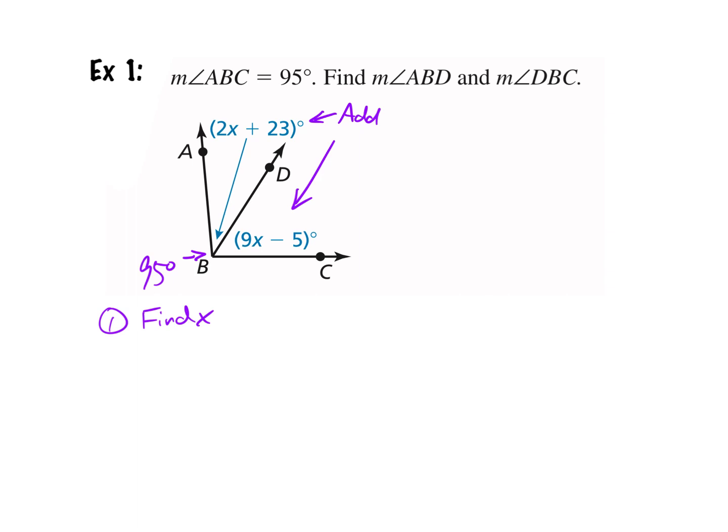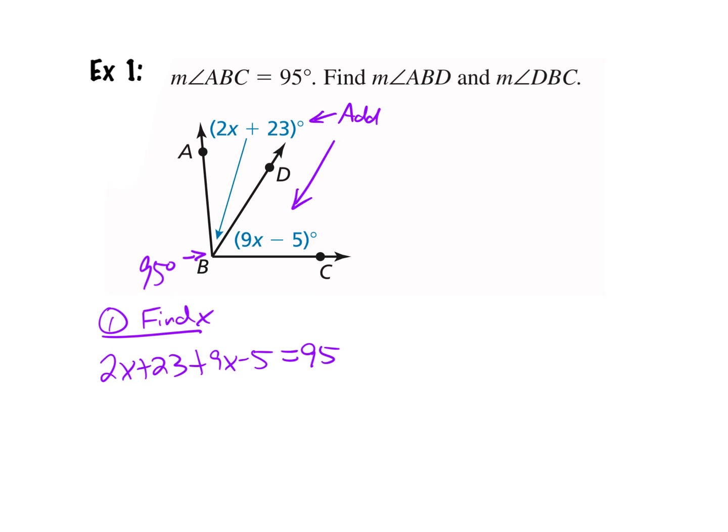So like I said, the first step is we're going to find x. We're going to add those two together and set them equal to 95. So it's going to look like this: 2x plus 23 plus 9x minus 5 equals 95. So now literally all I've done is set this small one plus this small one equal to the large one.